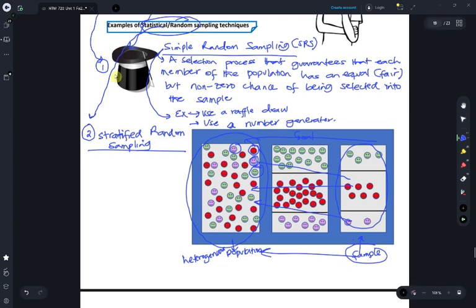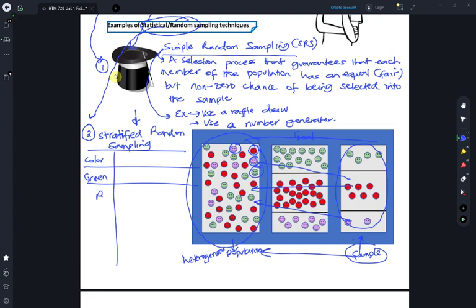So how can we go about this? One way to do that is to use stratified random sampling. So if I explore this, I have different colors. I have green colored faces. I have red colored faces. And then I have purple colored faces.